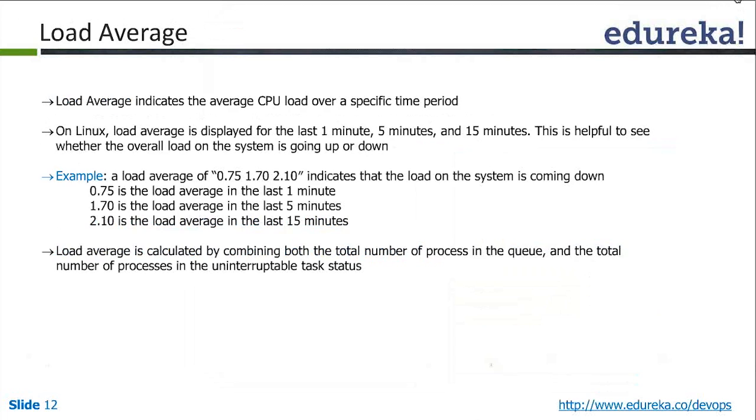Load average indicates the CPU load over a specific period of time. On Linux, load average is displayed for the last 1, 5, and 15 minutes. This is useful to see the overall load. So a load average of 0.75, 1 indicates the total load on the system in this order. And if it is 2, it shows that 2 processes were the average number of processes in the last 15 minutes. In a single core, 2 is okay, 3 is tolerable, 4 means suspicious.